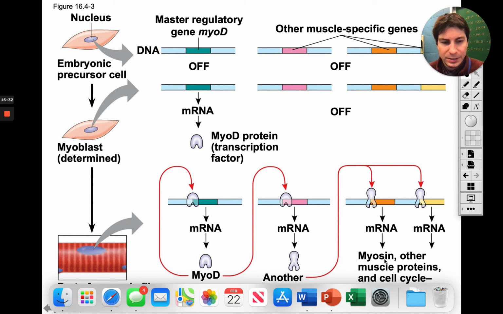One here they mention is myosin. So without that MyoD, that skeletal muscle is not going to be able to do its specific function. It's not going to be able to contract.